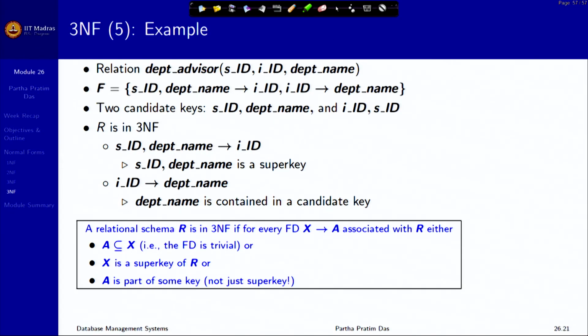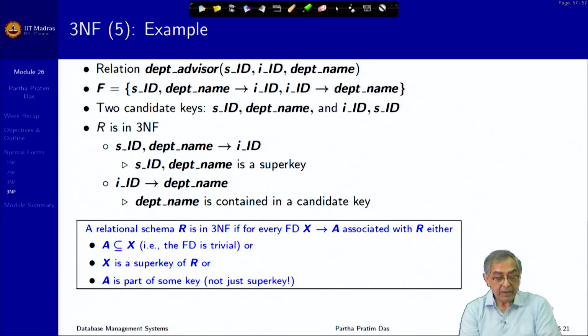Another relation: department advisor. So, you have SID, student name, instructor name and department name, where student ID and department name decide the instructor, which is obvious, and the instructor name decides the department name. So, there are 2 candidate keys for this relation. One is SID and department name, because it determines IID, and SID and IID, because that will determine the department name as well. So, there are 2 candidate keys.